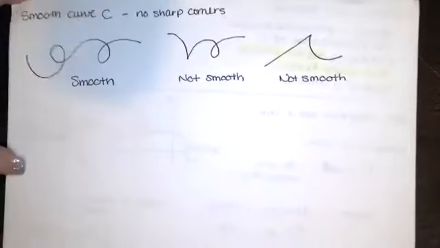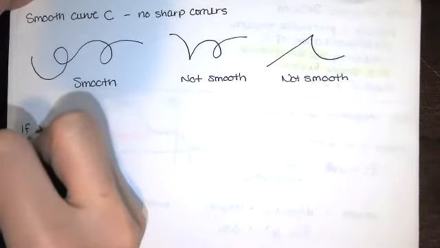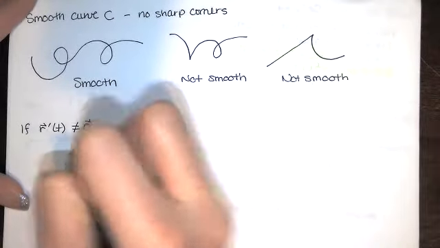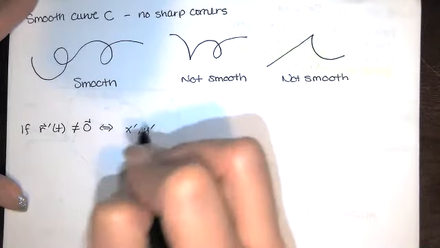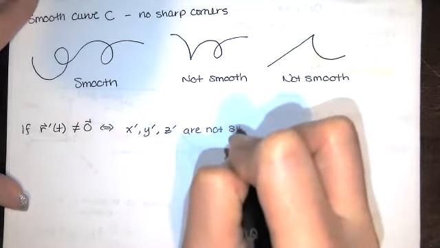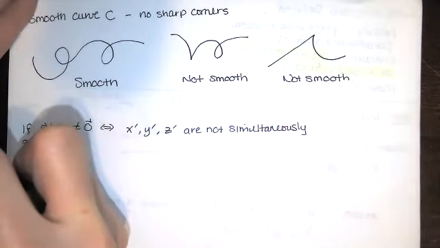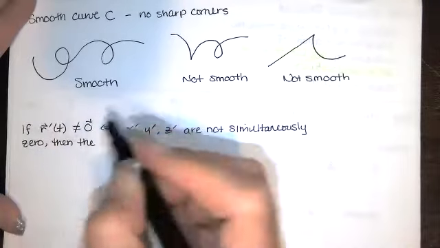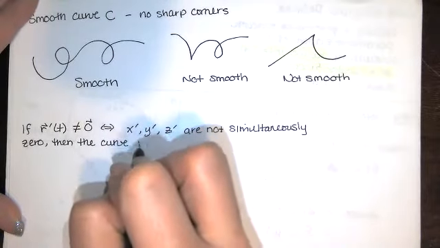Well, then I just take the derivative of each of the components of r. If r prime of t is not equal to the 0 vector, and remember what that means, that means x prime and y prime if we're in 2D, or x prime, y prime, and z prime if we're in 3D, are not simultaneously 0, then the curve is smooth. The curve, which could be a plane curve or a space curve, is smooth.